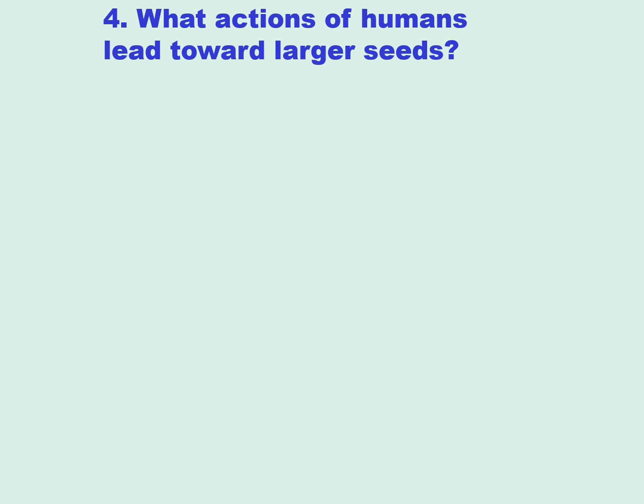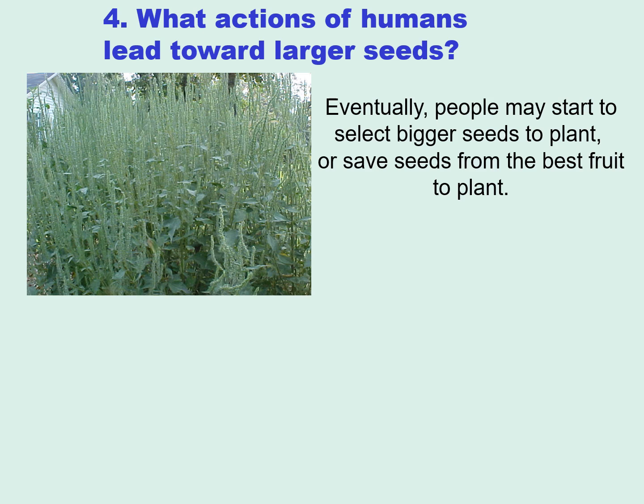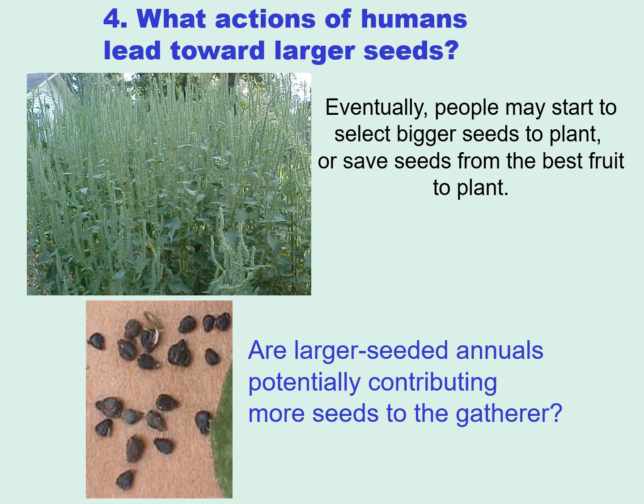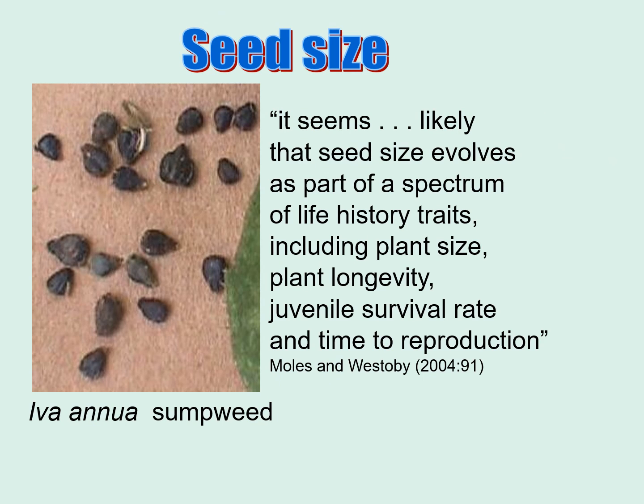What actions of humans lead toward larger seeds? Eventually, people may start to select bigger seeds to plant, or save seeds from the best fruit and plant those. We have to ask, are larger seeded annuals potentially contributing more seeds to the gatherer? It seems likely that seed size evolves as part of a spectrum of life history traits, including plant size, plant longevity, and juvenile survival rate, as well as time to reproduction.